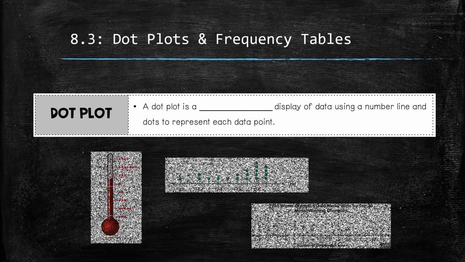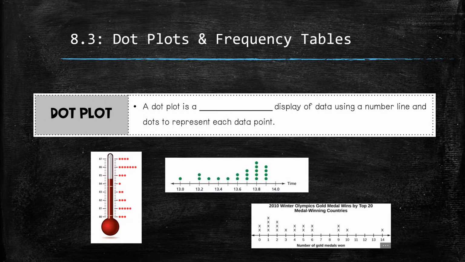And we're going to look more into dot plots. We did discuss them a little bit in yesterday's lesson with data distribution. And a dot plot is a visual display of the data, and it uses a number line. And you can see here that I have one that happens to be vertical, and the other two are horizontal. And each dot represents each data point in that dot plot.